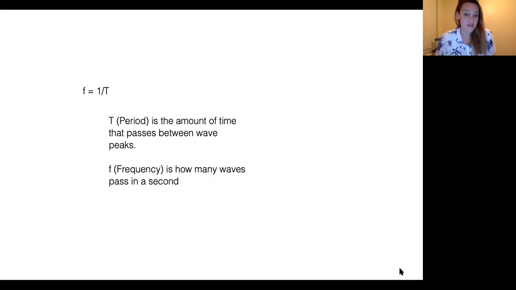Whereas frequency, on the other hand, is how many waves pass in a second. So in one of them, we're looking and we're saying, okay, how many seconds does that take? And the other one, we're going, how many went by in a second? So they really are the inverse of each other, which is why we have this equation right here.